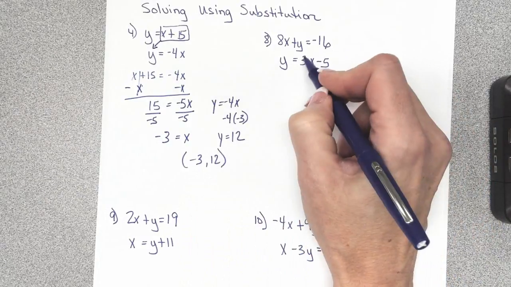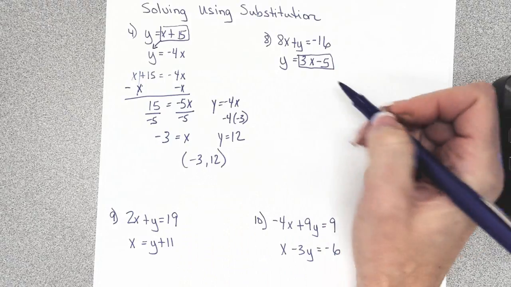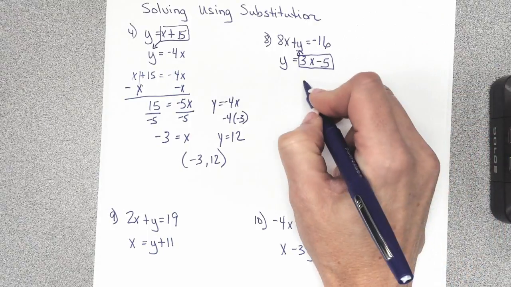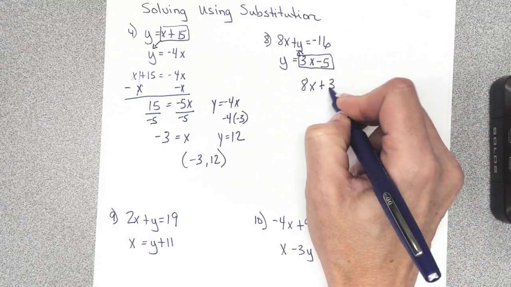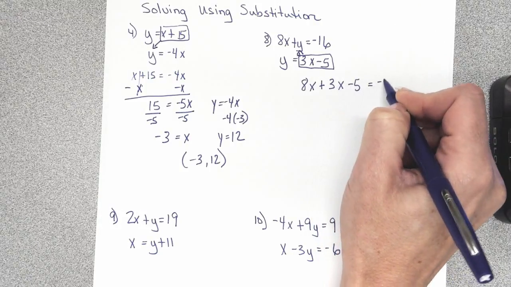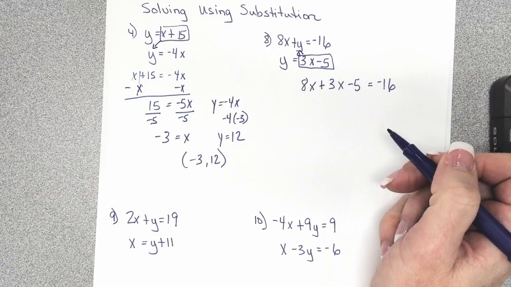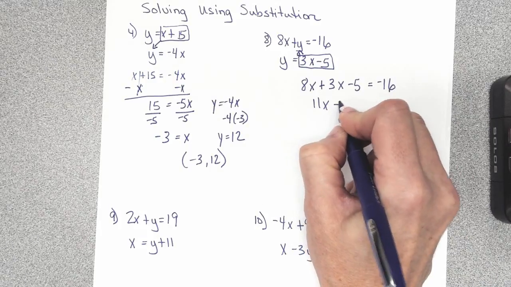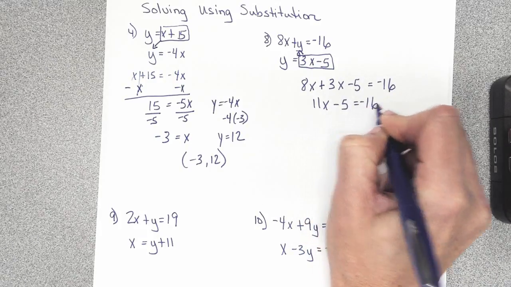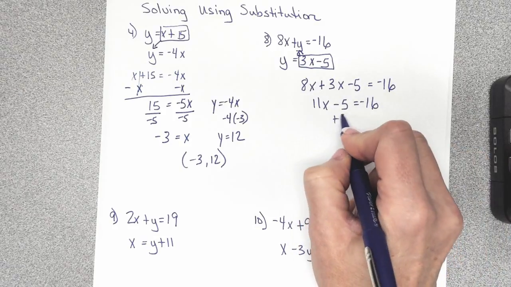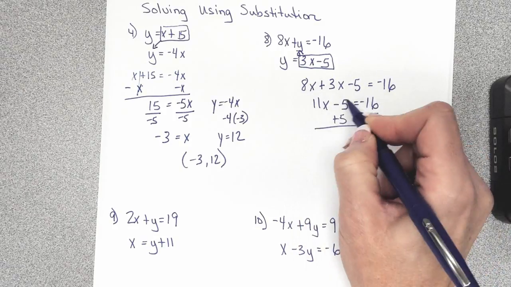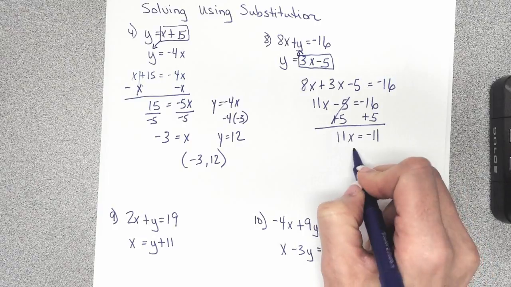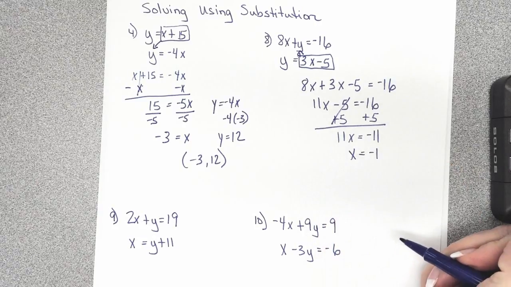All right, number 8, similar. Still using substitution. It says y is 3x minus 5. So plug it in the y spot. So I have 8x plus 3x minus 5 equals negative 16. Solve for x. Combine your like terms. 8x and 3x is 11x minus 5 equals negative 16. Add 5 to each side. We're doing those inverse operations. So 11x equals negative 11. Divide, x equals negative 1.